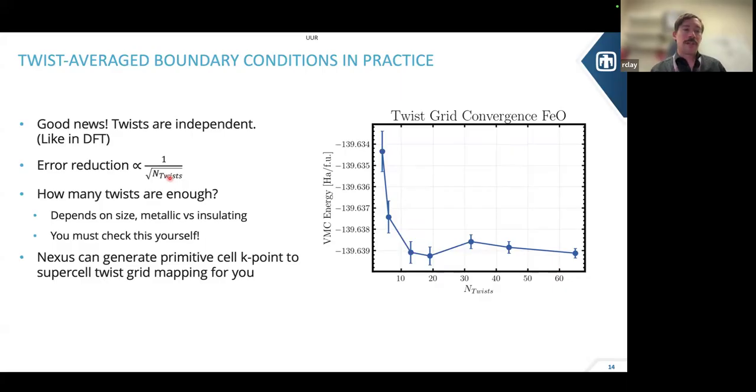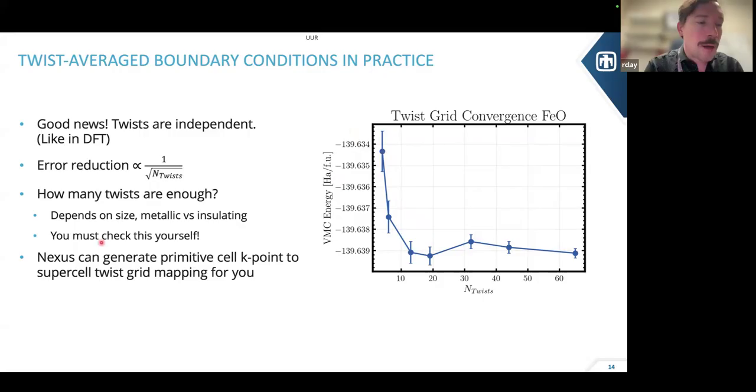And then, of course, how many twists are enough? In general, this is the answer for everything, but it depends. It depends on the size of the system. It depends on whether it's metallic or insulating. But you will almost always know by doing a twist grid convergence plot. If you start off with a single twist and start increasing the number of twists, you should see it plateau. And if it hasn't plateaued, then you either need more or there's a bug.